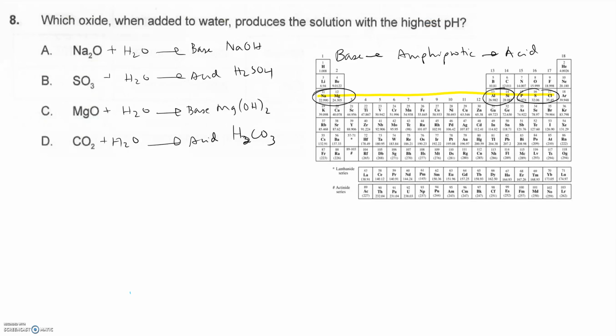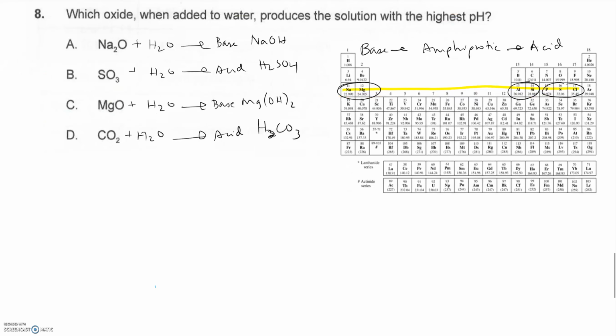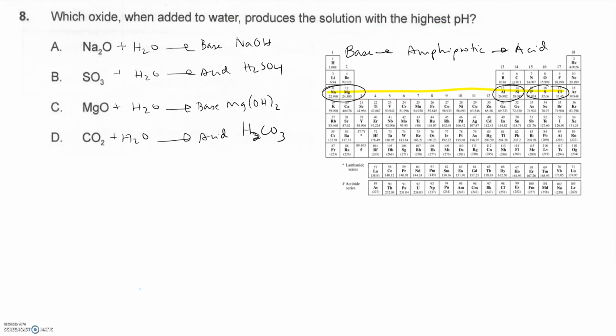So let's look here. We're adding these oxides to water. We want to produce the highest pH, which means the most basic. Okay, I want to find the most basic of them all. And so that requires, again, a little bit of remembering. Sodium hydroxide is one of our strong bases that we said to make sure we memorize, like potassium hydroxide. Sodium hydroxide is another strong base, and so that means it's going to have the highest of the pHs.